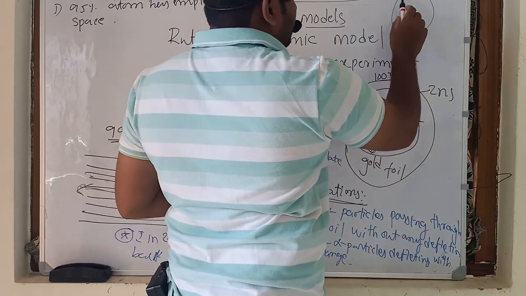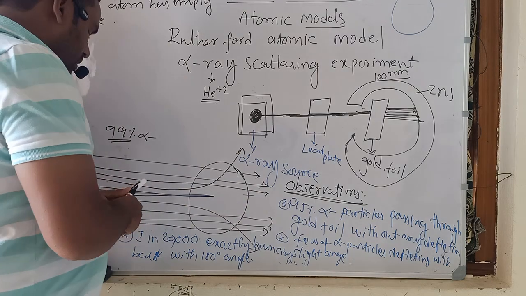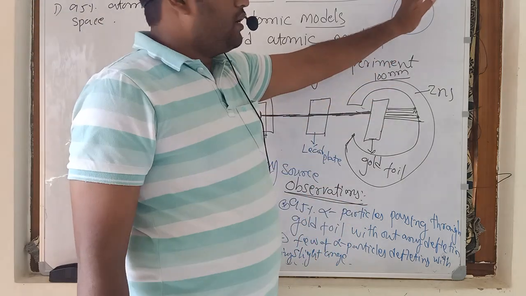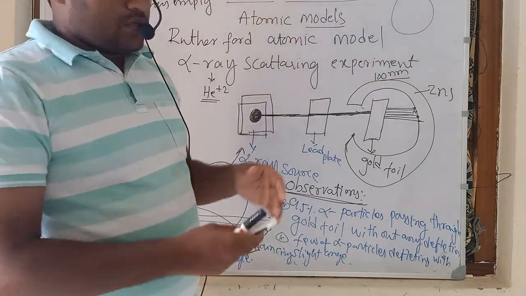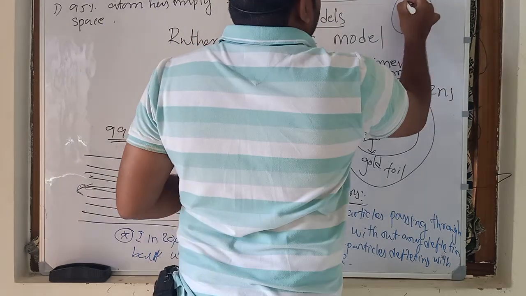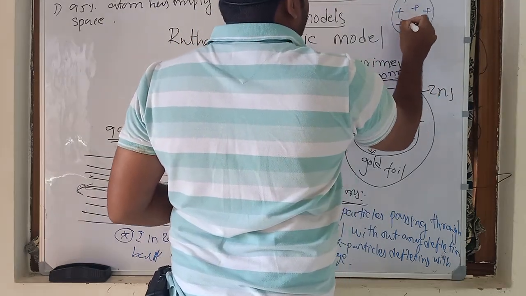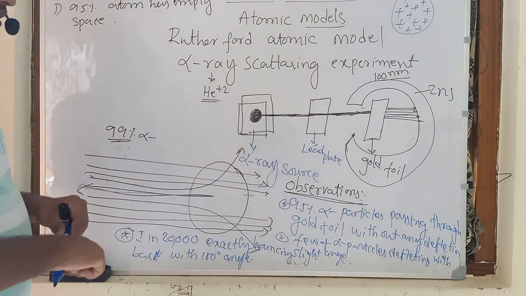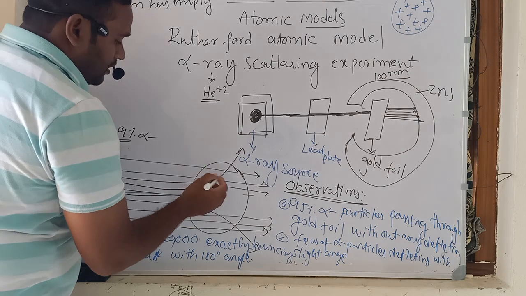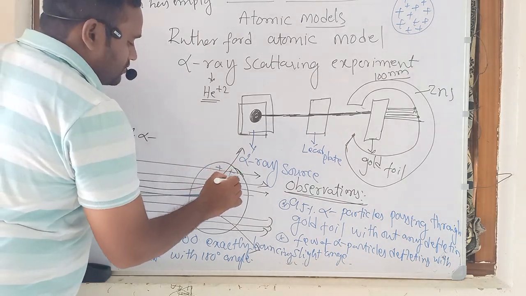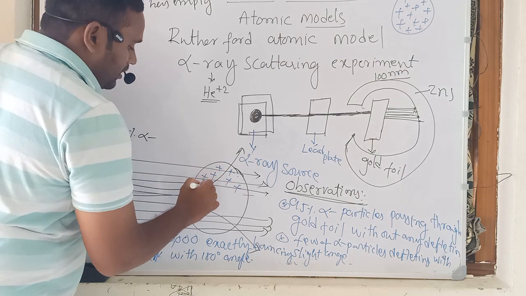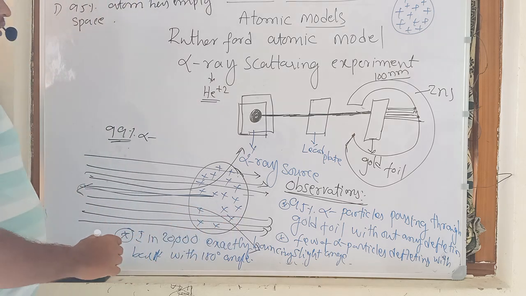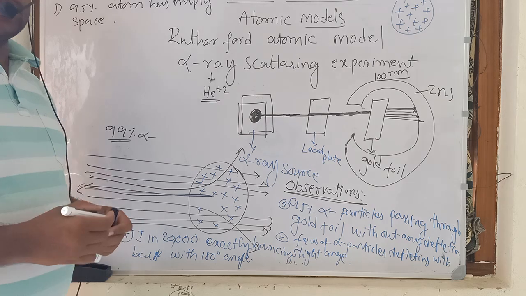According to Thomson, the total positive charge is spread throughout the atom, but most of the alpha particles are passing through the gold foil without any deflection. So if Thomson is correct, so according to the Thomson atomic model we already know, the total positive charge is spread throughout the atom. Let us assume this is the Thomson atom, where the total positive charge is spread throughout the atom. But alpha particles also have positive charge.